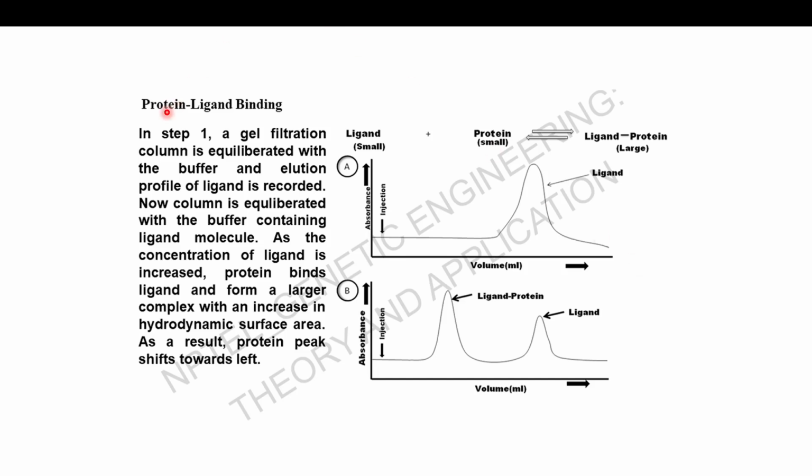You can also study protein-ligand binding. The ligand, being small, will elute at the end, and the protein will also have a certain elution profile. But if there is interaction between the ligand and the protein, then you will have another peak, definitely before the ligand as well as before the protein, because the interaction increases the overall size of the sample being used here.